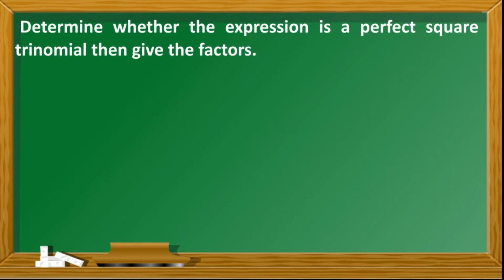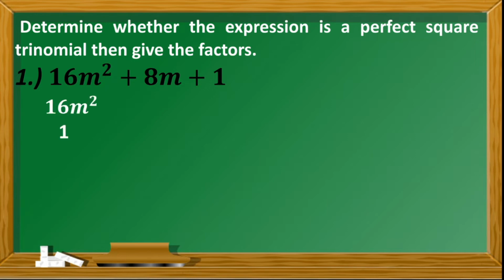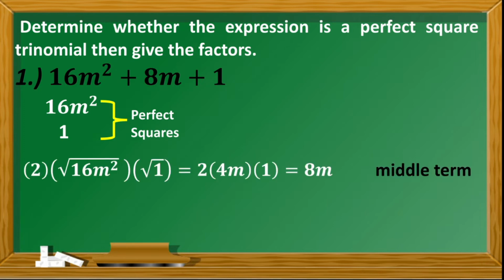Now, determine whether the expression is a perfect square trinomial, then give the factor. For example, number 1, we have 16m squared plus 8m plus 1. Ang una natin gagawin, i-check muna natin kung sila ay perfect square trinomial bago natin siya ma-factor. Alin yung ating term na i-check? 16m squared and 1. Sila kaya ay perfect square? Yes, they are perfect squares. Now, dun tayo sa step 2. I-check naman natin kung siya ay makukuha natin yung middle term.